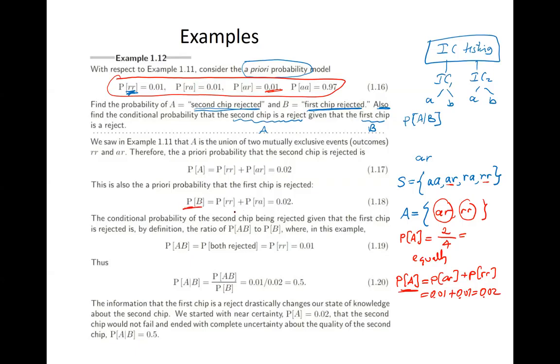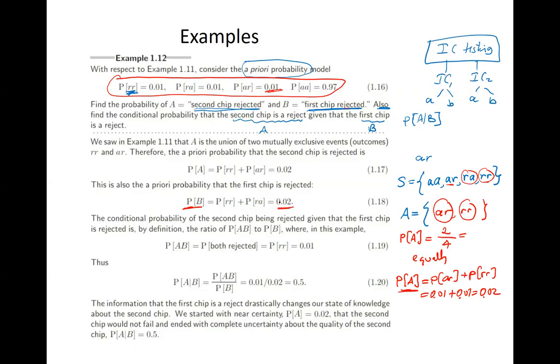Next, the probability of B is very similar. Here, B is the first chip rejected. So the first chip is rejected, could be this one and this one again. So that gives you 0.02.